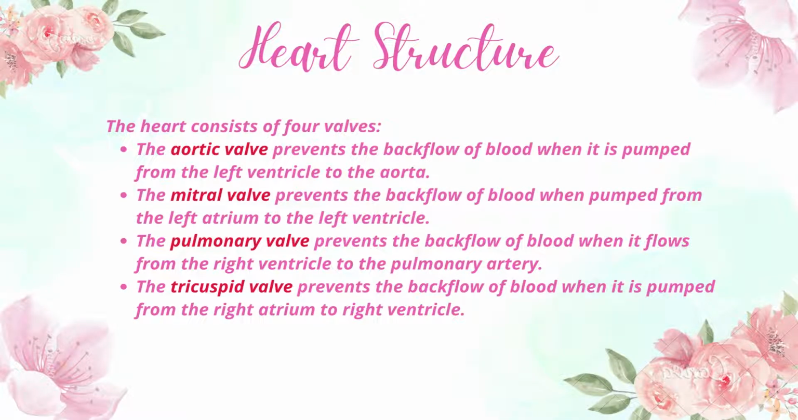The heart consists of four valves. First one is the aortic valve, which prevents the backflow of the blood when it is pumped from left ventricle to the aorta. The mitral valve prevents the backflow of the blood when pumped from left atrium to the left ventricle. This valve is also known as bicuspid valve. The pulmonary valve prevents the backflow of the blood when it flows from the right ventricle to the pulmonary artery. And the tricuspid valve prevents the backflow of the blood when it is pumped from right atrium to the right ventricle.